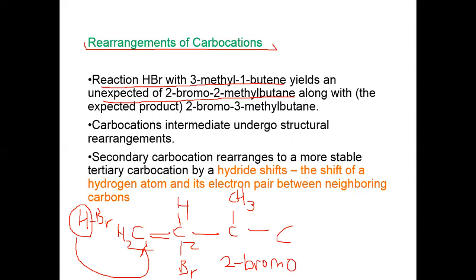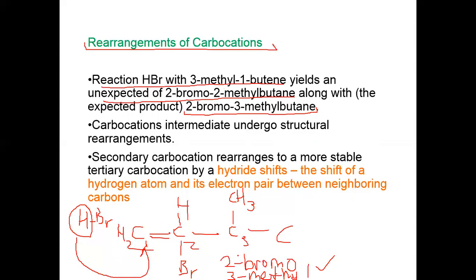Tapi ni dia cakap kan, reaction of HBr with 3-methyl 1-butene yields an unexpected 2-bromo 2-methyl. Ini 2-bromo 3-methyl. Tapi yang ni cakap kat sini along with the expected product 2-bromo 3-methyl. Okay, this is the expected one according to Markovnikov rules. Tapi sekarang ni cakap unexpected 2-bromo 2-methyl. Macam mana methyl ni boleh bergerak kepada position 2 pula? Sedangkan asalan dia berada pada karbon 3.